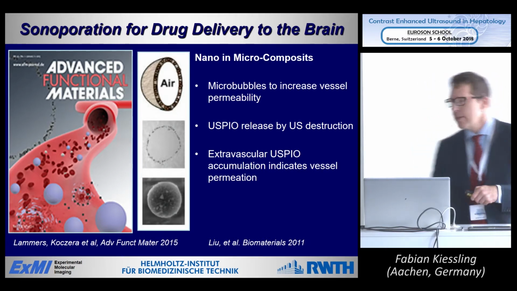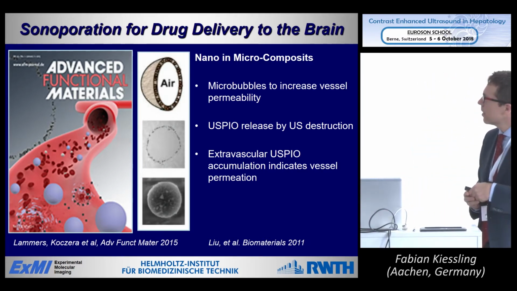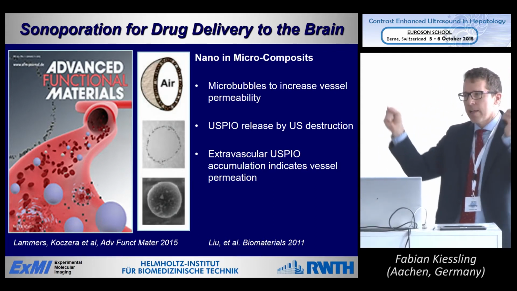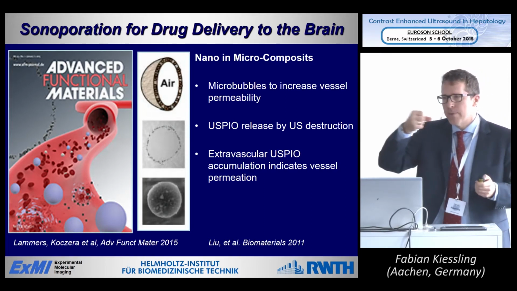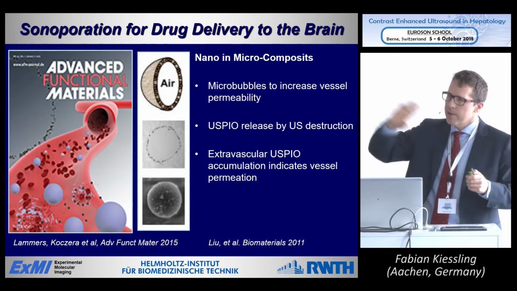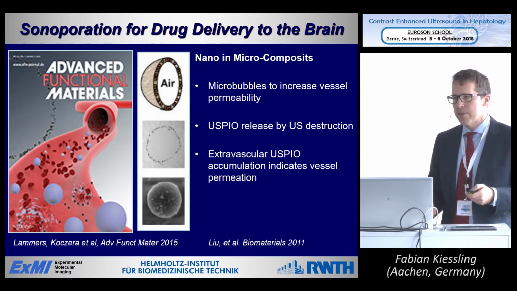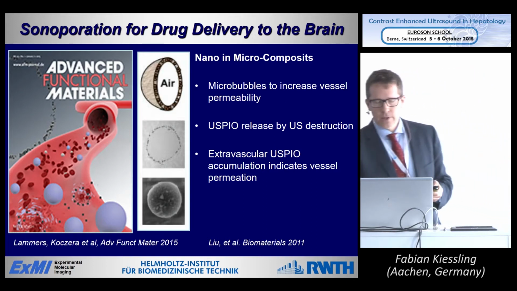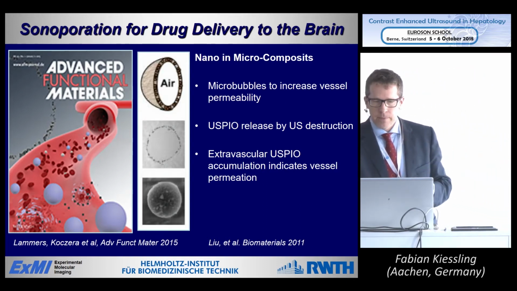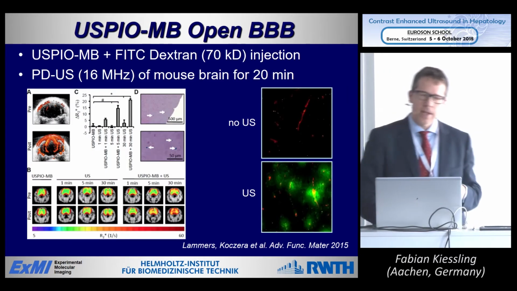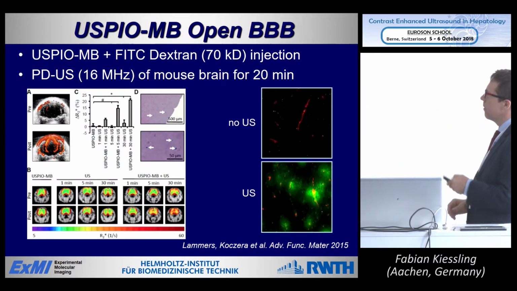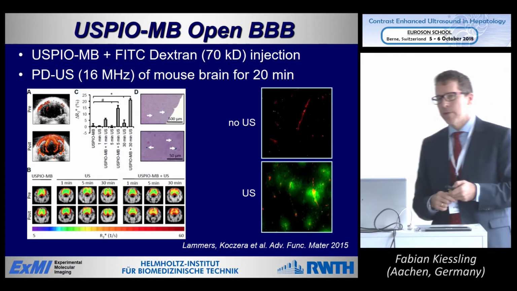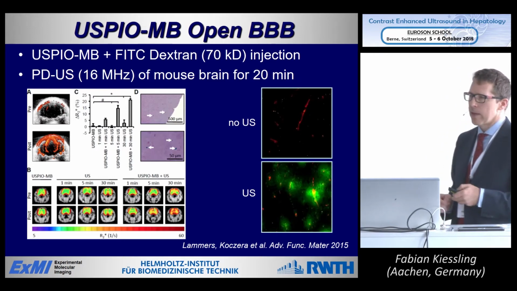So our idea was to take small iron oxide nanoparticles, like those used for MRI imaging, embed them into the sponge-like shell of the microbubbles, and then let the bubbles burst. During the bursting, the nanoparticles are released from the microbubble shell, and we can simultaneously take MRI to monitor the accumulation, the opening of the blood-brain barrier. In addition, we injected fluorescent dextran of 70 kilodalton as a model drug to confirm whether we could really transport drugs over the blood-brain barrier using this approach.